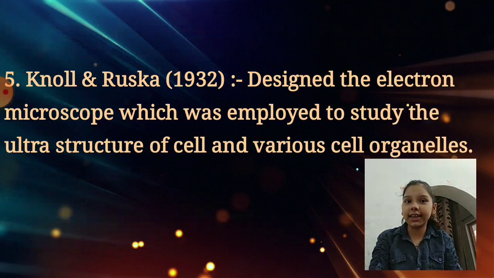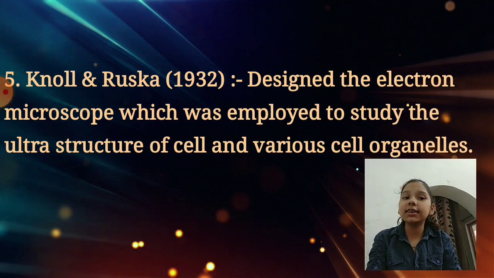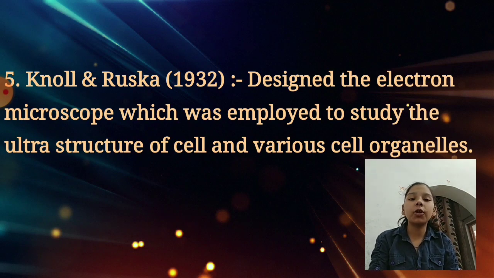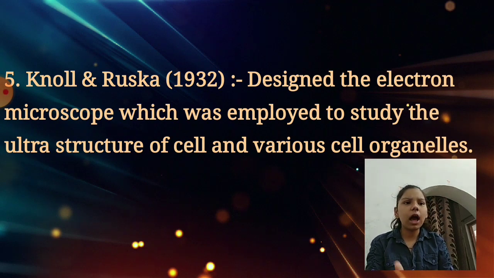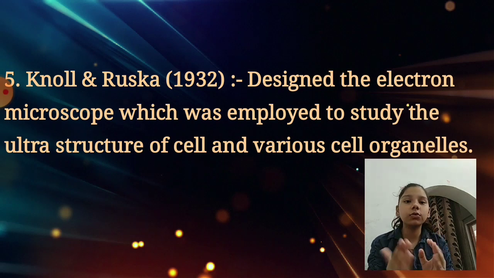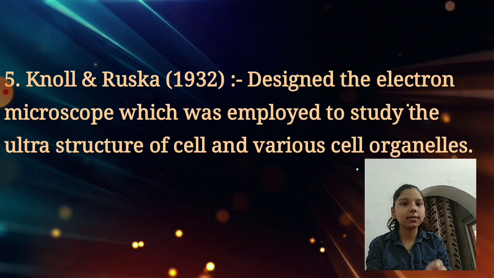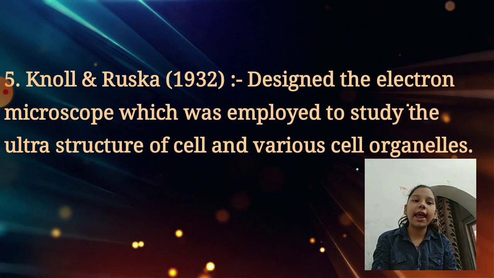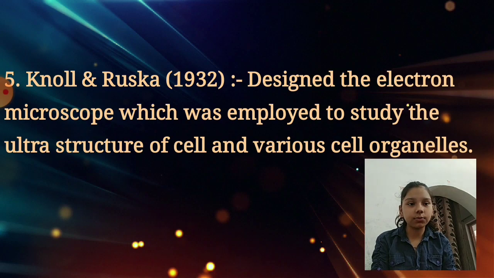Now the last but not the least, Knoll and Ruska in 1932. Which year? 1932. They designed the electron microscope, which was employed to study the ultrastructure of the cell and various cell organelles. We have seen that in a normal microscope we are not able to see the inner parts of a cell, but Knoll and Ruska designed an electron microscope, which was employed to study the ultrastructure of the cell. We can go through the cell and study these parts. So who helped? Knoll and Ruska in 1932.